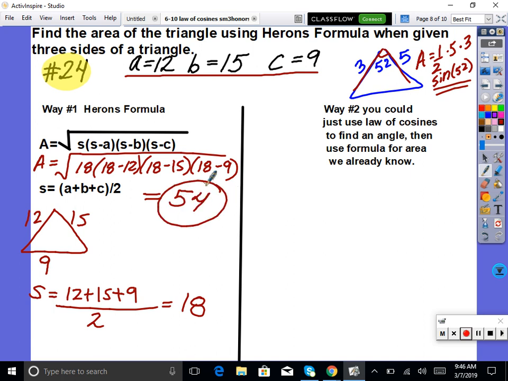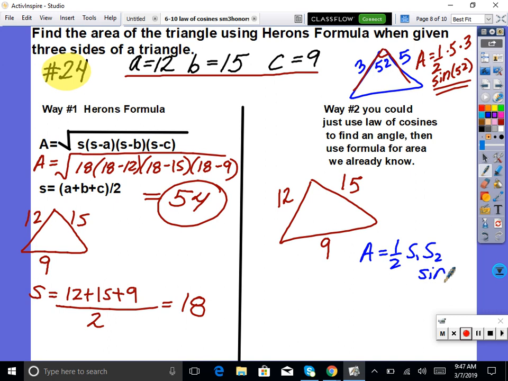Now let's talk about, a lot of people sometimes don't want to have to remember so many formulas for the exam. So instead, this is how I've taught it in previous years. I haven't even taught this formula, and I just had students do this. So I said, okay, if you're given 3 sides, 12, 15, and 9, I have the area formula. Area is equal to 1/2 times side 1 times side 2 times sine of the angle in between those two sides. So I would say, okay, I need an angle.